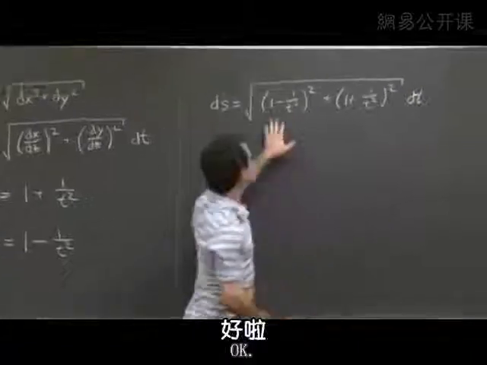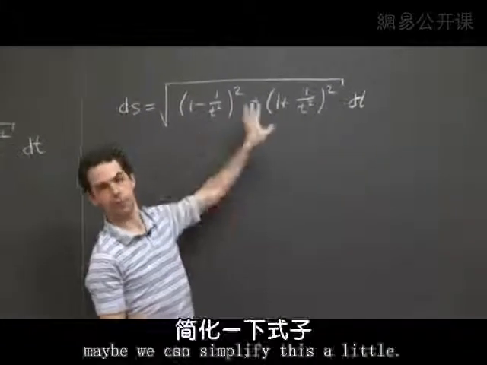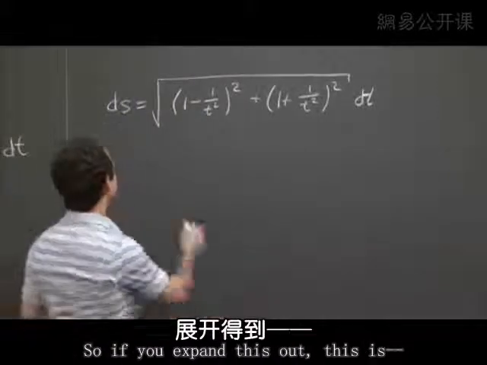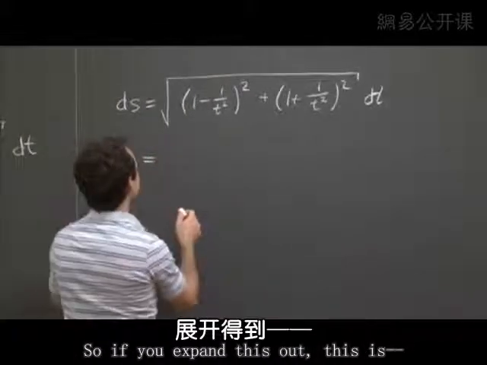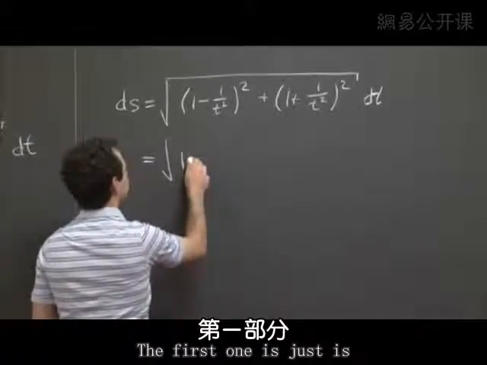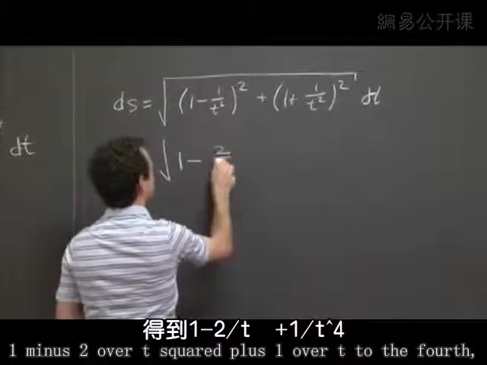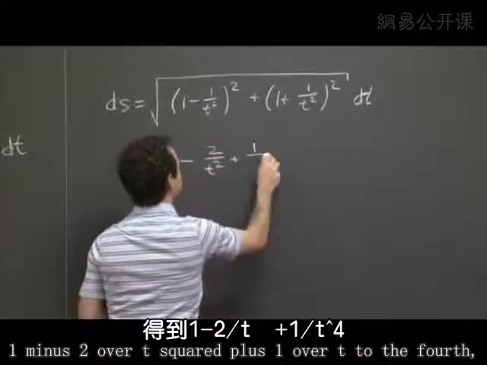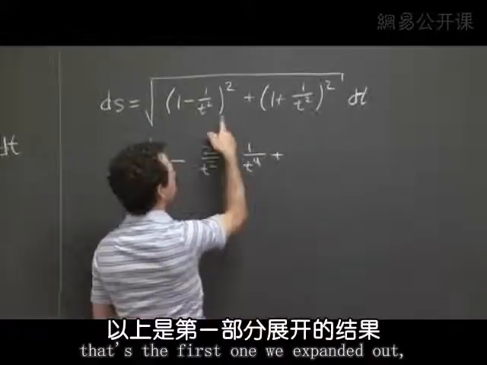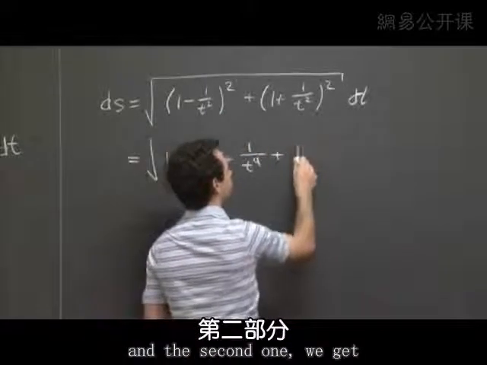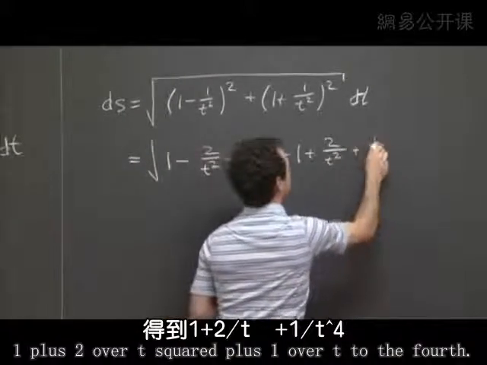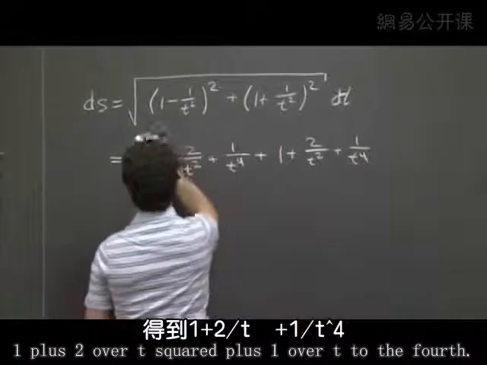dt outside. OK, and so now maybe we can simplify this a little. I would probably expand out at this point. So if you expand this out, the first one is 1 minus 2 over t squared plus 1 over t to the fourth. That's the first one. We expand out the second one, and we get 1 plus 2 over t squared plus 1 over t to the fourth.